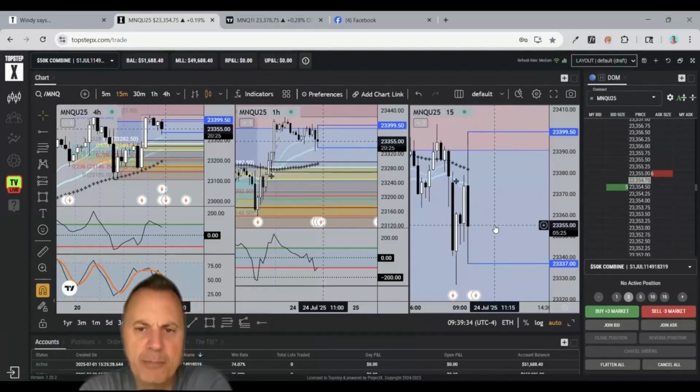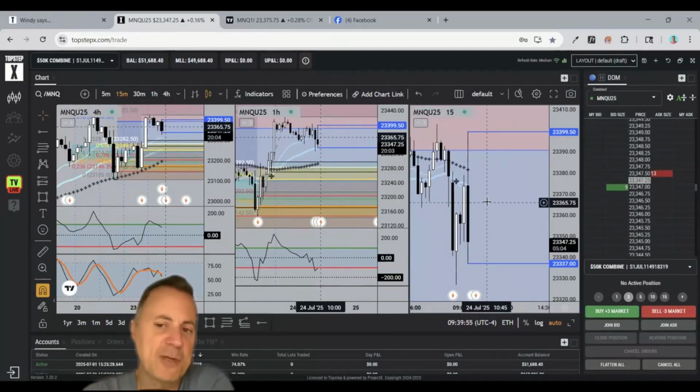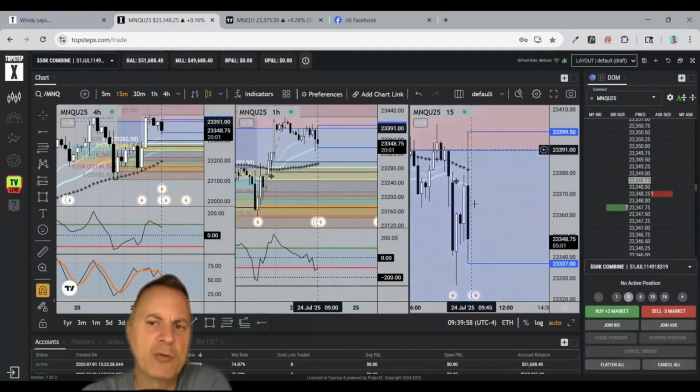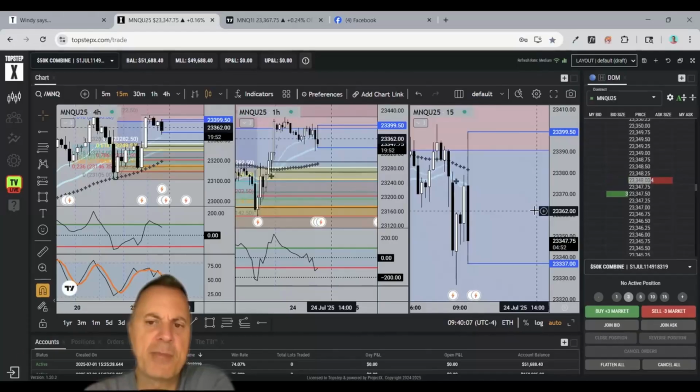What do our components look like right now, right? We've got everything to the upside except for that 1-hour CCI. And we like to have all of our components met pre-market, don't we? So I think we're going to have something like we did yesterday. Opening range forms, bearish opening range candle, and then a breakout to the downside into some sort of demand zone.